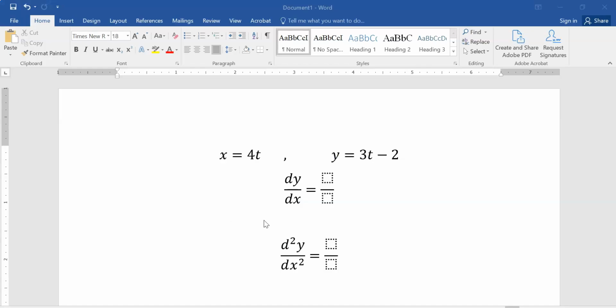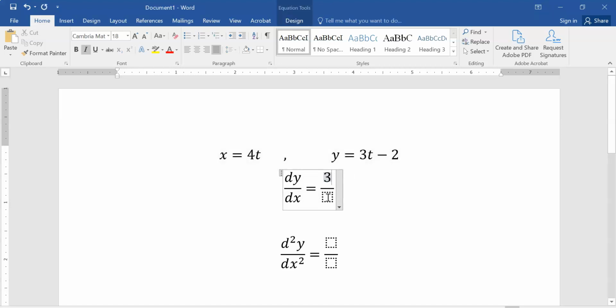All right, so hopefully you went ahead and did that. So first derivative, derivative of y with respect to x. So derivative of y with respect to t from this equation gives you a 3. Derivative of x with respect to t from that equation gives you a 4. So you get 3/4 or 0.75.